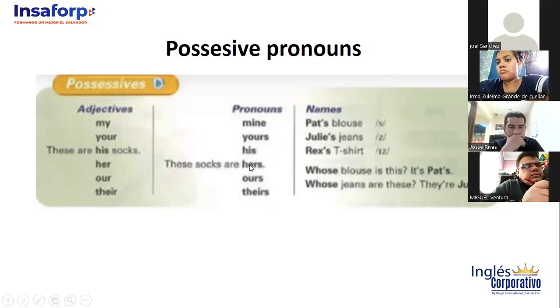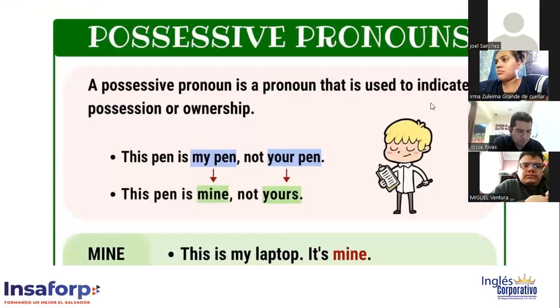Estos calcetines son de ella. These shoes are mine. Estos zapatos son míos. This watch is yours. Este reloj es tuyo. And so on. Vamos a ver aquí una forma más fácil. A possessive pronoun is a pronoun that is used to indicate possession or ownership. It's to indicate that something is ours, para indicar que algo es nuestro.